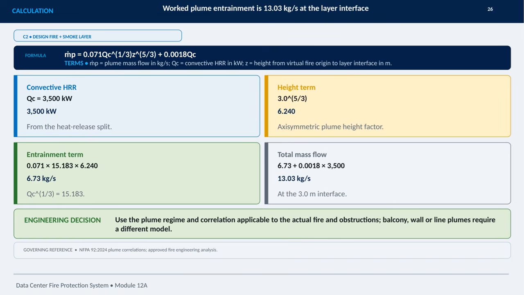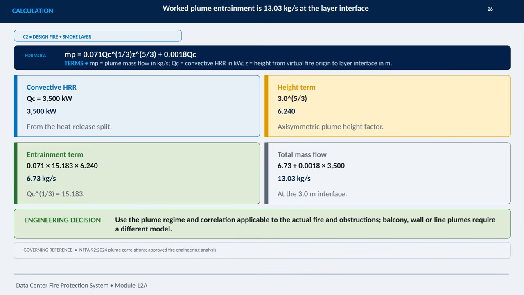The formula also includes the additional term 0.0018 times 3,500, which contributes 6.30 kilograms per second. Adding the 2 components gives a total plume mass flow of 13.03 kilograms per second at the 3.0 meter interface.